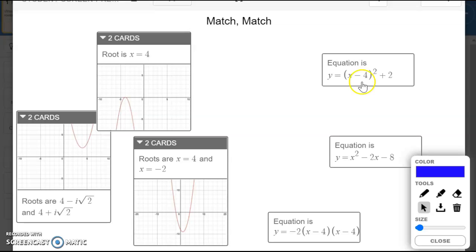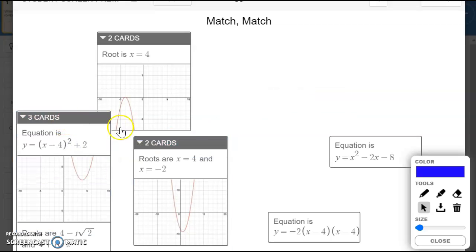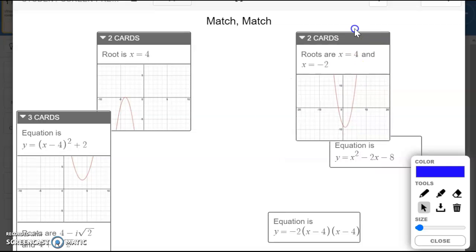If I take a square root of both sides, bring this to the other side, that's going to be x minus 4 all squared is -2. And that's going to leave me with imaginary numbers because I'm taking a square root of negative numbers. So this is going to be my complex roots.